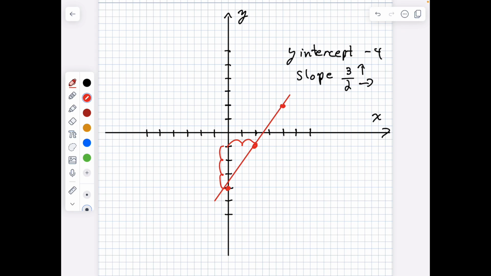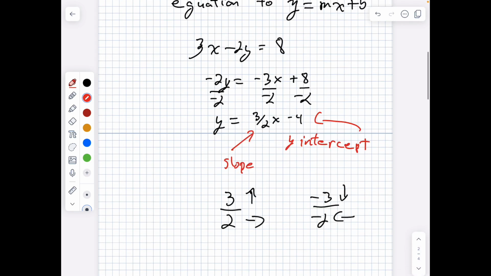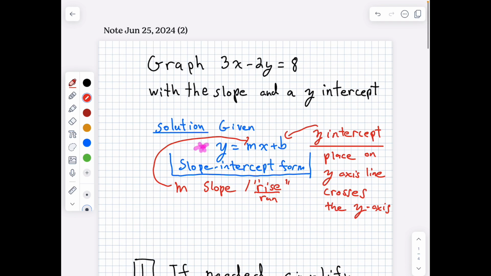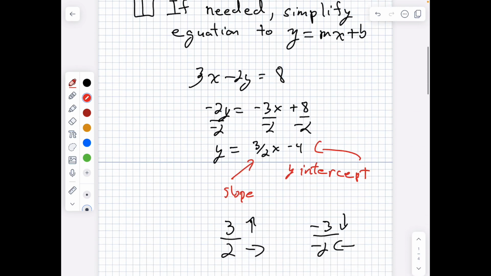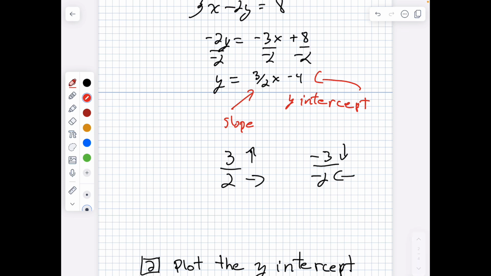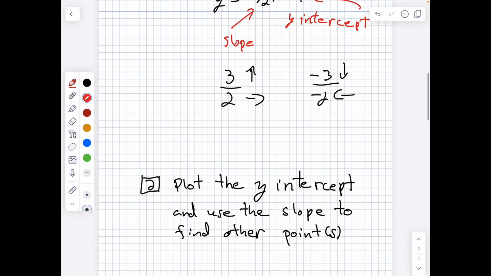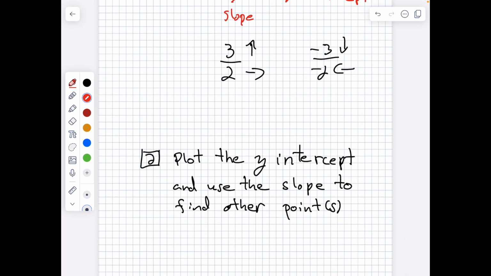So just to recap what we did, we had an equation, which is great, but it's not in the slope-intercept form. If it's in the slope-intercept form, then you can grab the slope and the y-intercept and use that to graph this. So we simplified it to 3/2 x minus 4. We used the slope of 3/2 and the y-intercept of minus 4, and we interpreted the slope as going up 3 and over 2 to the right. Or you could also say going down 3 and then 2 to the left. You get the same exact line.